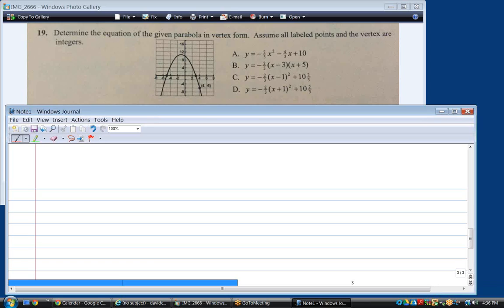So let's see, where can we start here? Notice the 3 points they have told us.